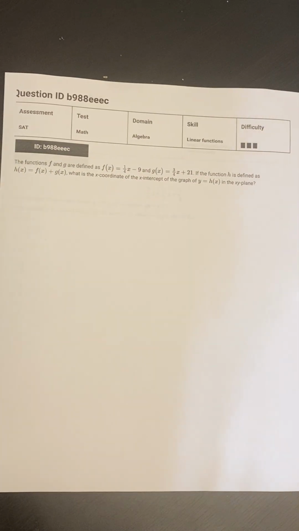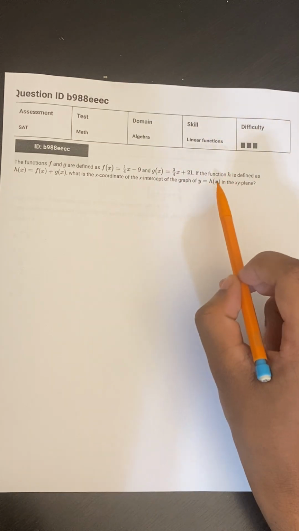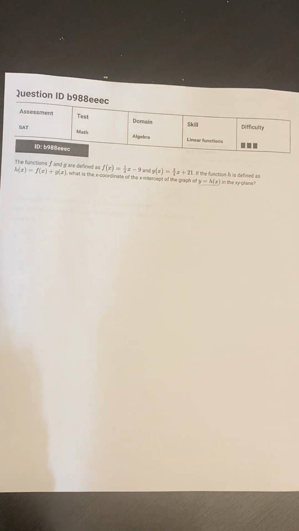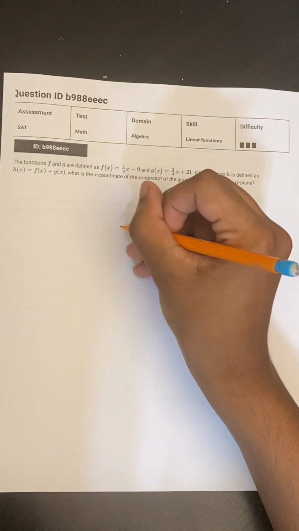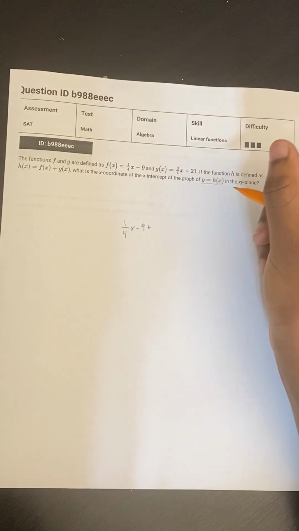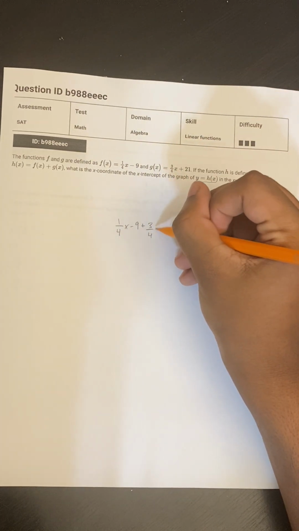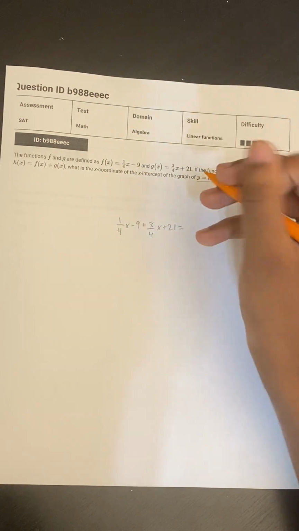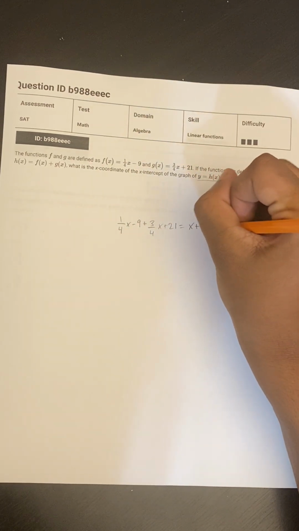The next question is, the functions f and g are defined as f of x is equal to 1/4 x minus 9 and g of x is equal to 3/4 x minus 21. If the function h is f of x plus g of x, what is the x-coordinate of the x-intercept of the graph of h in the xy plane? Since h of x is f of x plus g of x, we can just add them together. So f of x is 1/4 x minus 9 plus g of x, which is 3/4 x minus 21. Adding this together, this becomes x minus 30.